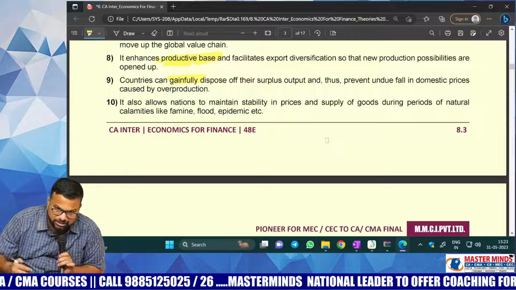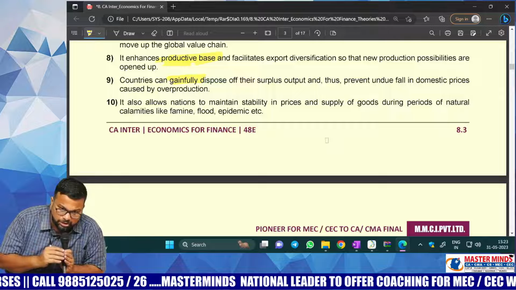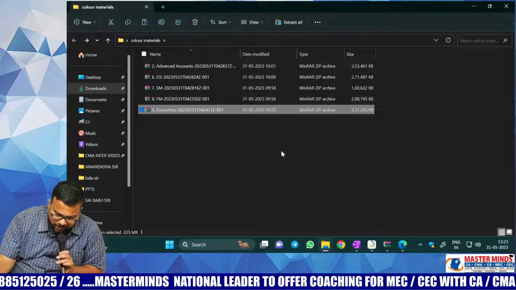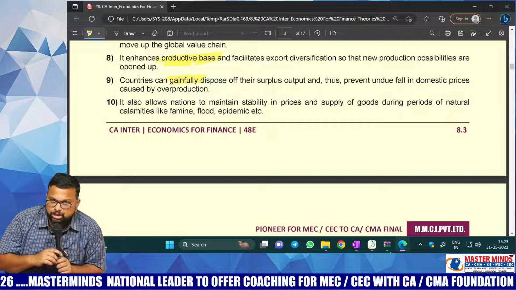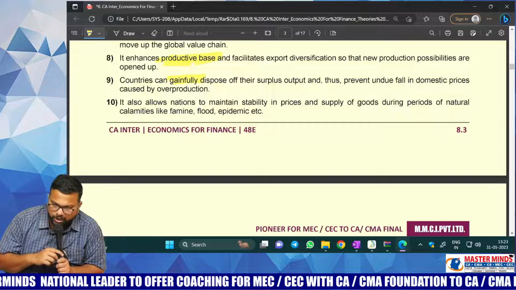Okay, we can maintain stability. Because when demand and supply are almost constant, we can maintain price stability. If there is a shortage, there is no need to worry about it. If there is a shortage of supply in the country, we can import it from abroad. Now, if there is excess, we can export it abroad. Next row.